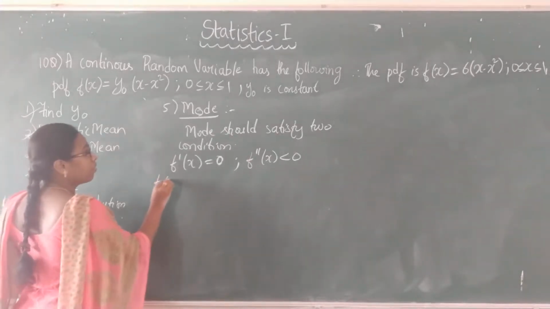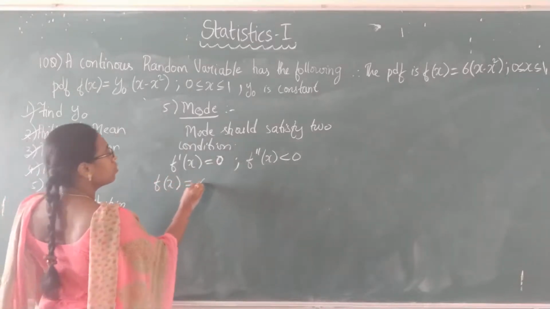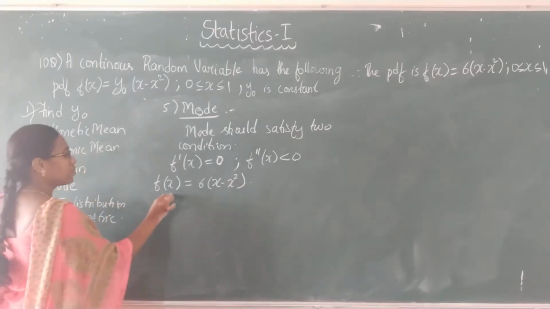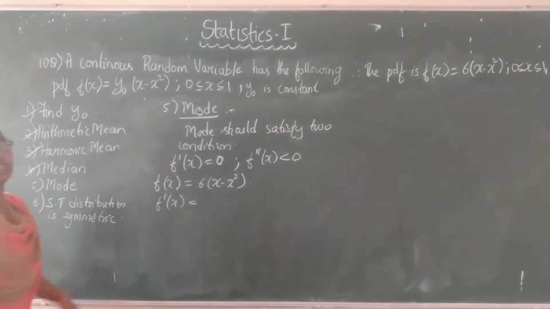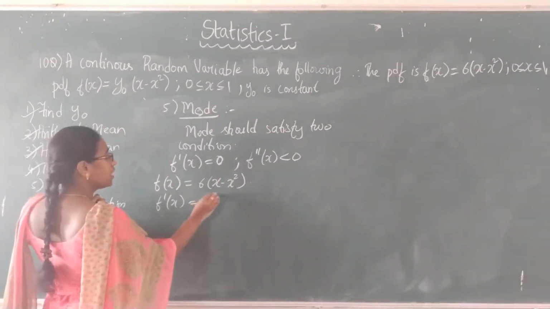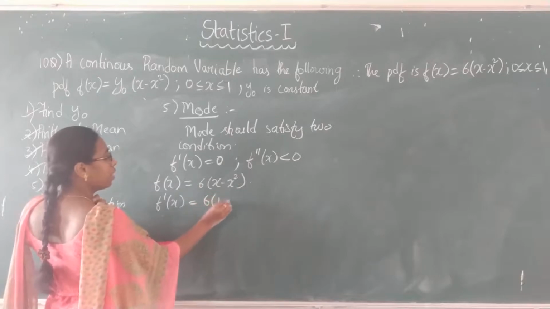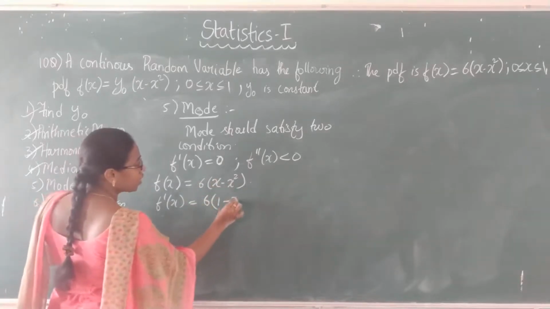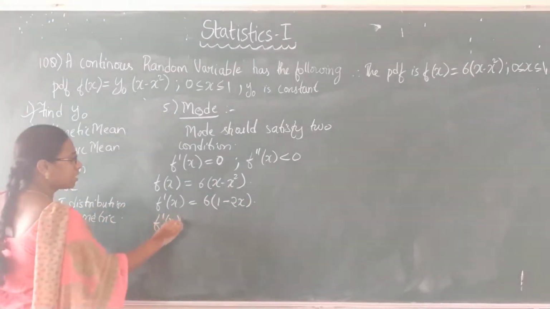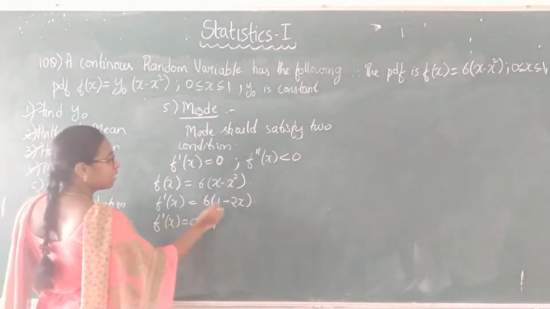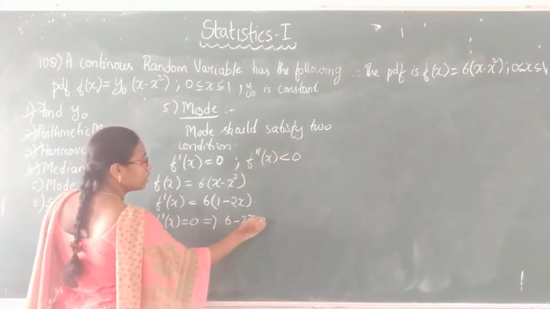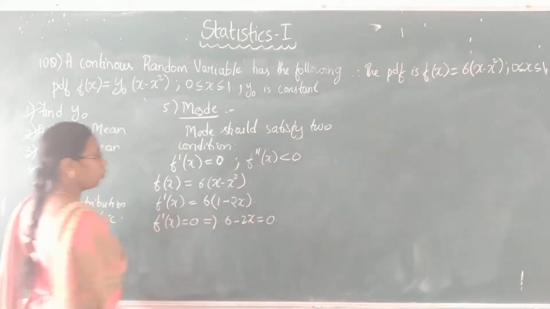So what is f of x? F of x equals to 6 into x minus x square. So f dash of x means it is the differentiation value, right? So consider f dash of x equals to 6 into differentiation of x is 1 minus differentiation of x square is 2x. Now solve. Put f dash of x equals to 0, which implies 6 into 1 is 6 minus 2x equals to 0.